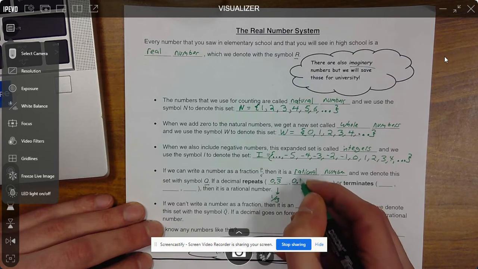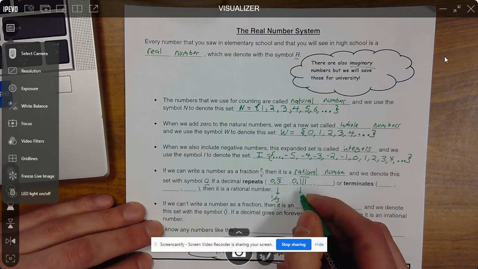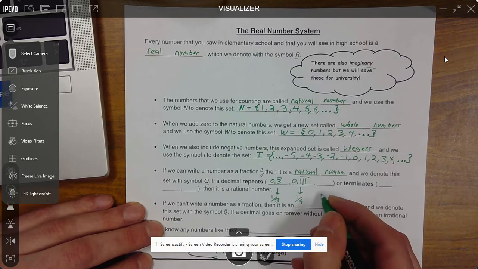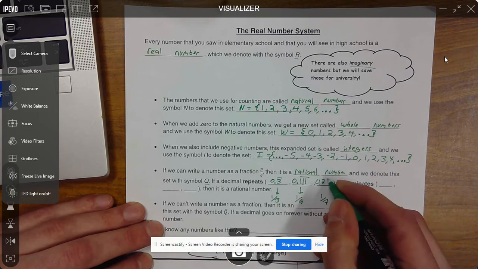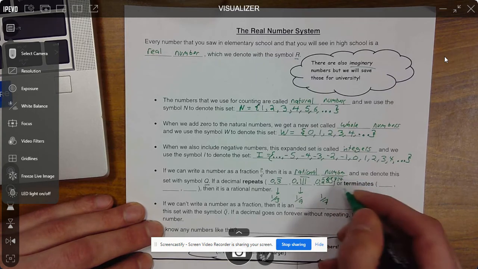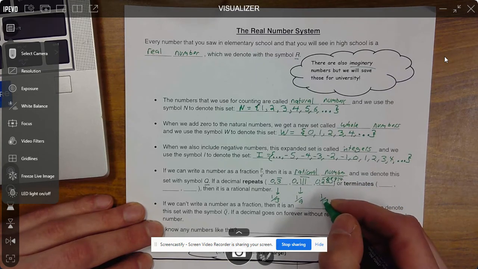I don't know, we could think about 1, 1, 1, and it repeats. That's 1 over 9. Any decimal that repeats is a rational number. 1 over 7, that can repeat. So it might take a while before it starts repeating, but I've got 2, 8, 5, 7, 1, 4, and then all those numbers repeat. So if it repeats, that means we could write it as a fraction, and it's rational.